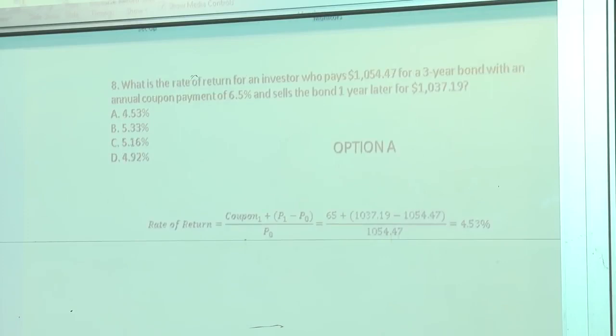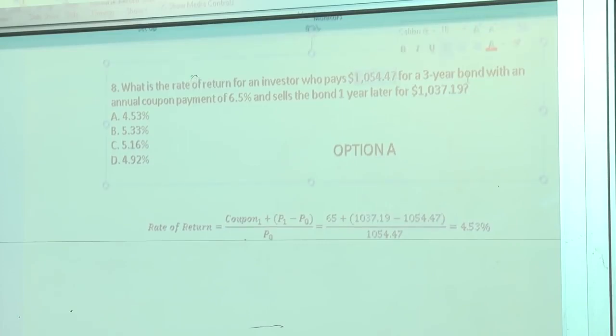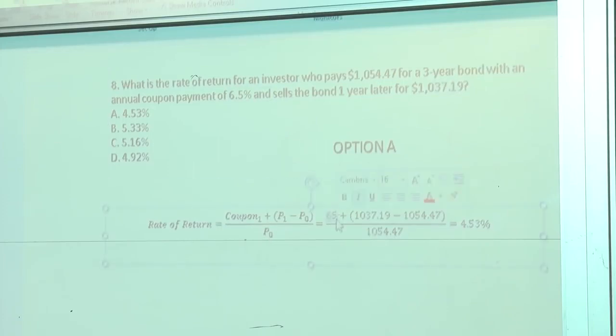So you buy this bond at this price, 3 year. So rate of return. Someone pays that for a 3-year bond with annual coupon of $65, and sells the bond a year later at this price. So a year later, we get a coupon of that amount. Selling price minus purchasing price is the capital gain, right? Price appreciation or depreciation. In this case, depreciation, divided by the purchase price.